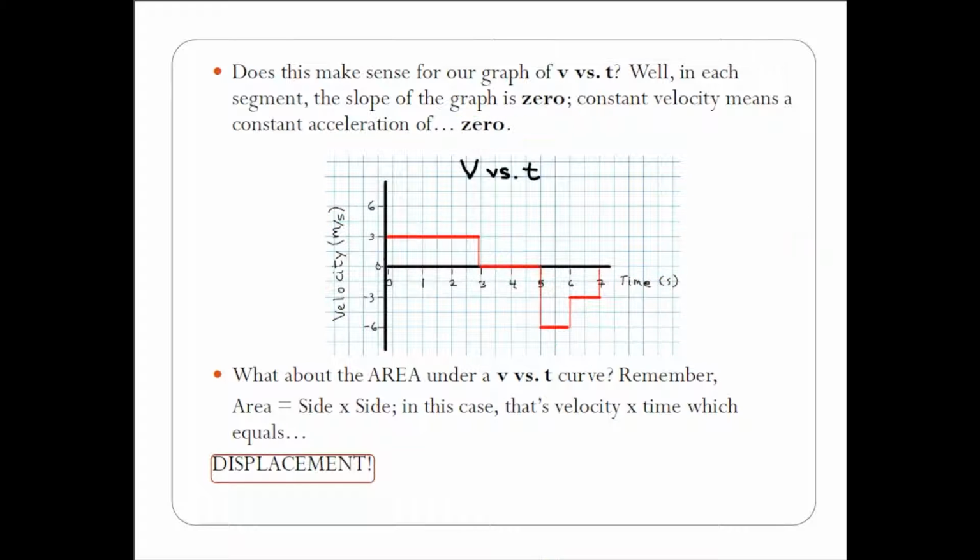Okay, so what about the area under a v versus t curve? Up until this point, we've only talked about the significance of a slope. Well, a velocity versus time graph is actually pretty special because not only does its slope have significance, but it turns out that the area under its curve represents something as well. If you remember, the equation for area is side times side. Well, in this case, we have velocity on this axis and time on that axis. So the area under this curve is really units of velocity multiplied by units of time. And when we have velocity multiplied by time, we end up getting displacement.